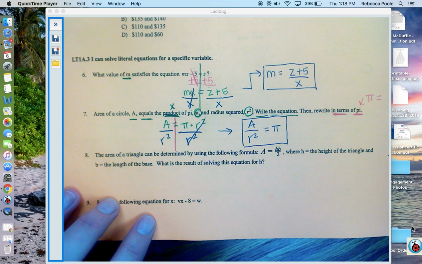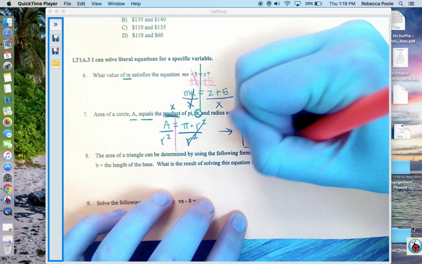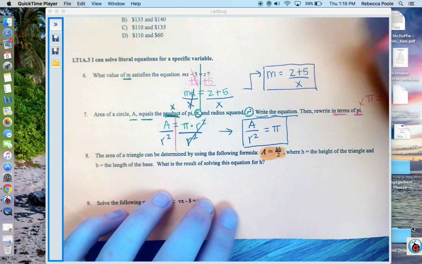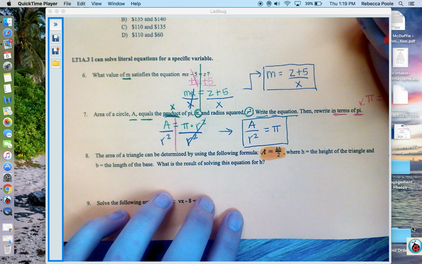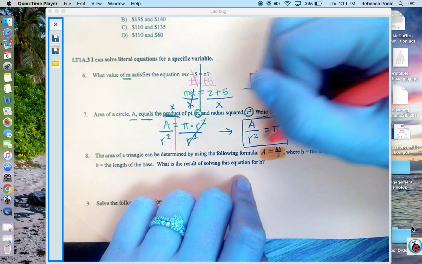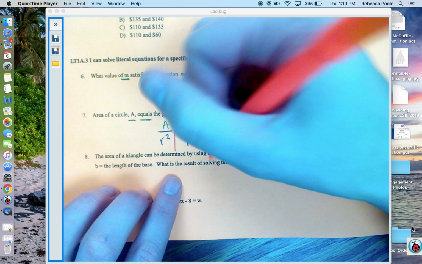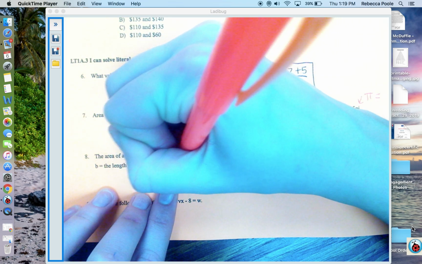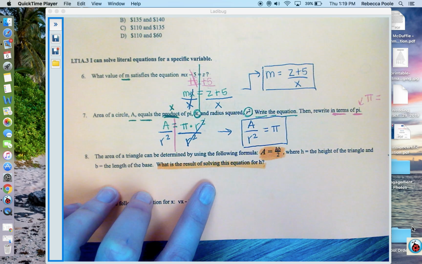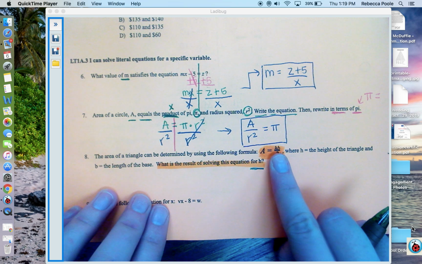All right. Now, a bunch of you emailed or texted about number 8. So let's look at number 8 too. Love y'all. They gave you the equation. Why were y'all puzzled? It literally says A equals HB divided by 2. So they're telling you this is the equation to use. Okay. Now, if you read the question, it says, what is the result for solving for H? So they want you to take this equation.